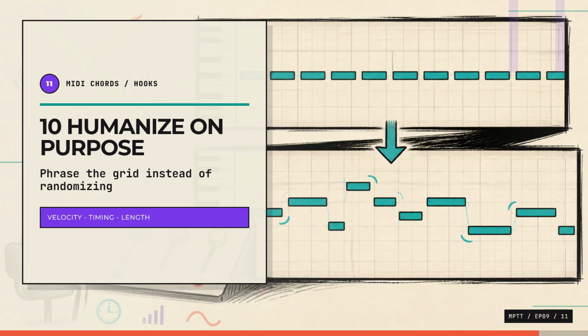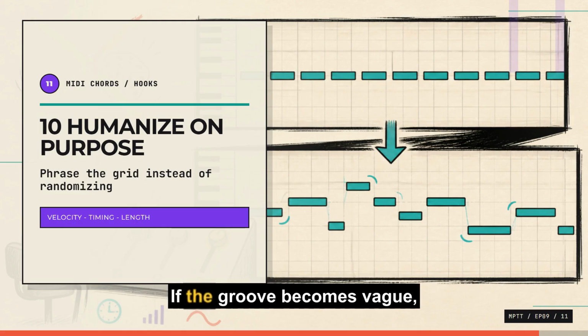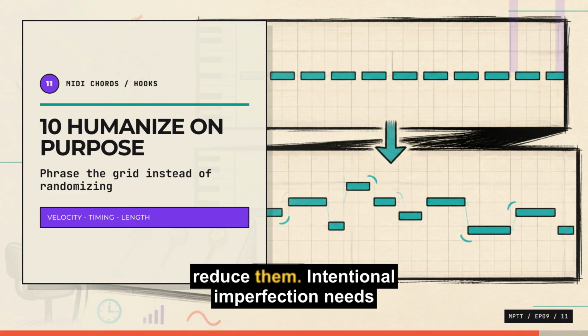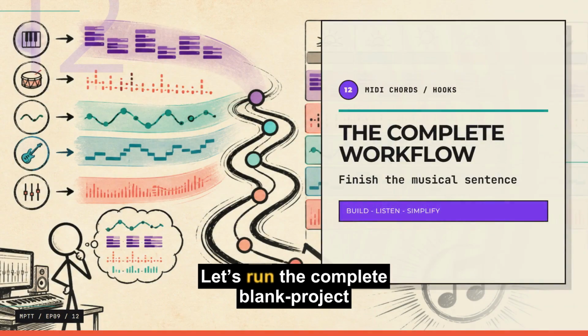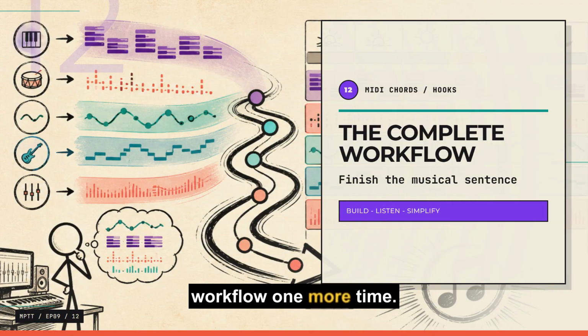Compare against the fully quantized version after each pass. If the changes improve direction and feeling, keep them. If the groove becomes vague, reduce them. Intentional imperfection needs a stable reference. Let's run the complete blank project workflow one more time.